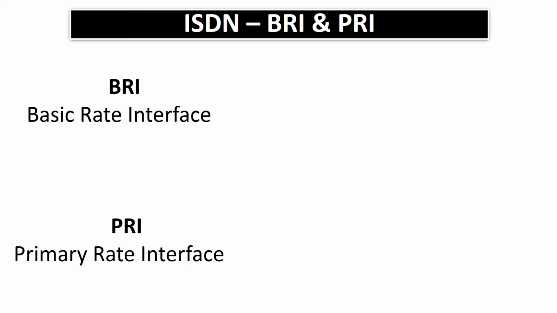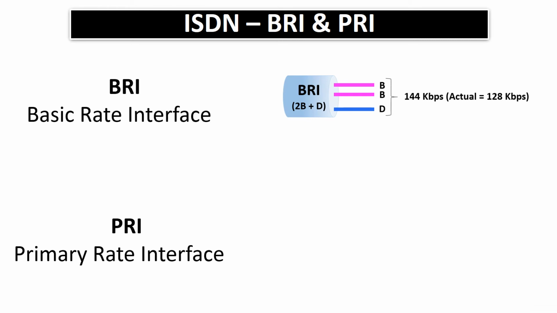for Primary Rate Interface. ISDN BRI is recommended for small office and homes and includes two bearer channels of 64 kbps each and one D channel of 16 kbps. This computes to 144 kbps, out of which 128 kbps is the actual data traffic.